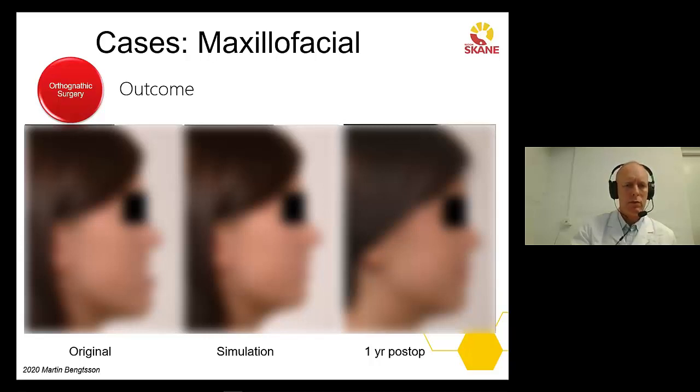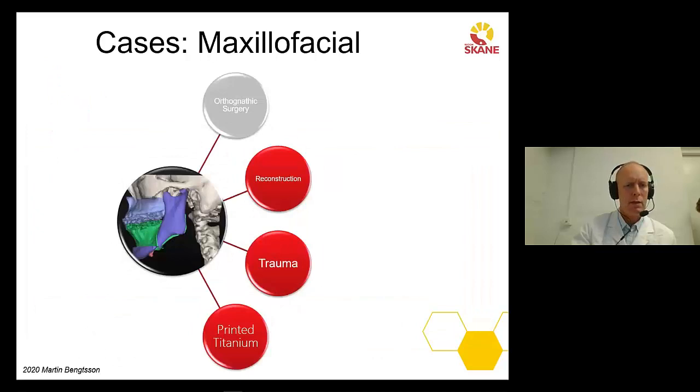So that was all for orthognathic surgery then. We have looked at how we use 3D printing technique, both in diagnostic purposes, in planning, and in surgery. Then we move further to the next group of patients, and that I have called reconstruction.